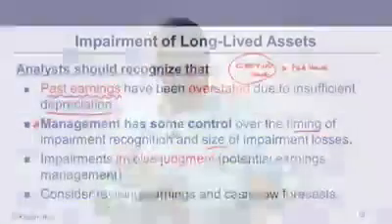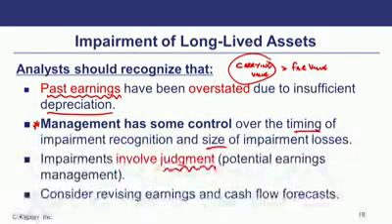US GAAP uses a two-step process. First step, using undiscounted cash flows from the asset's use and disposal. Second step, using fair value if it can be established, but if not, using the equivalent of value in use, the present value of the cash flows that the asset is going to generate. How do we know what these cash flows are? Huge amounts of subjectivity go into these computations. So yes, impairments involve judgment.